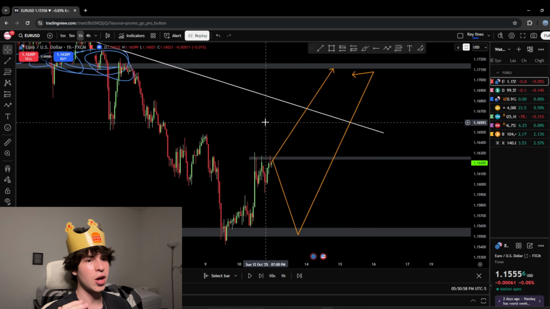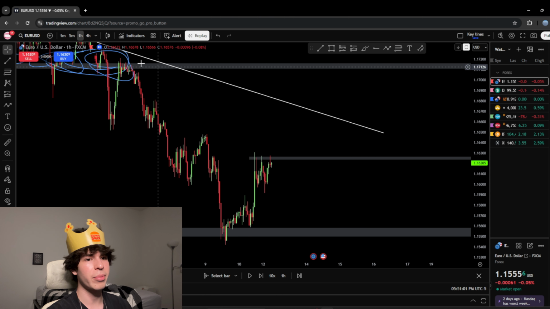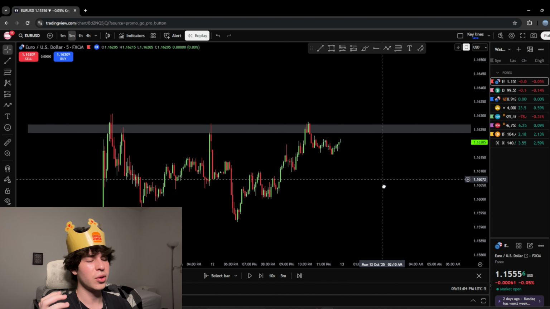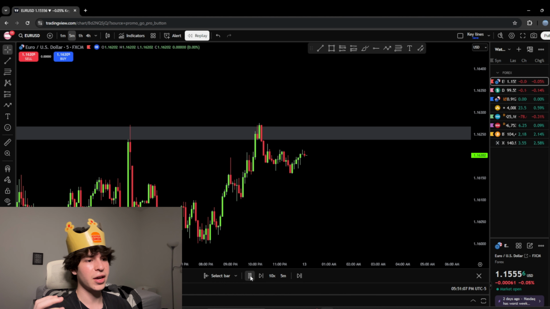So what we're gonna do, guys, is hop on a 5-minute time frame and see if this gives us some sell or buy confirmation, and then I'm gonna make a decision based off that. So all we have to do now is hop on our 5-minute time frame, play the chart along, and I'll let you guys know if I saw an entry.